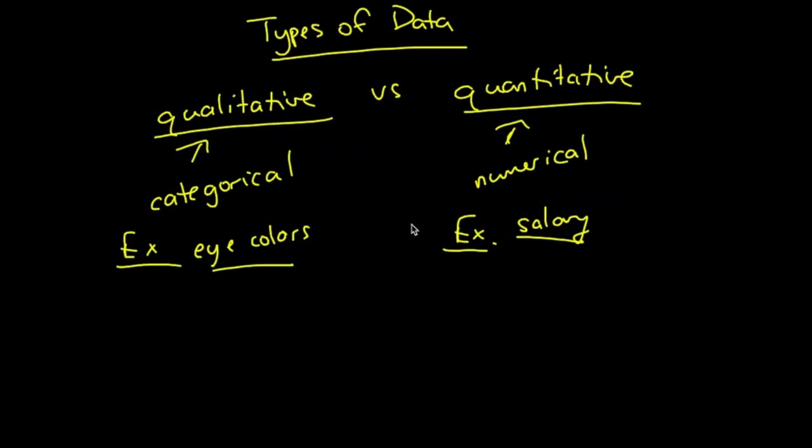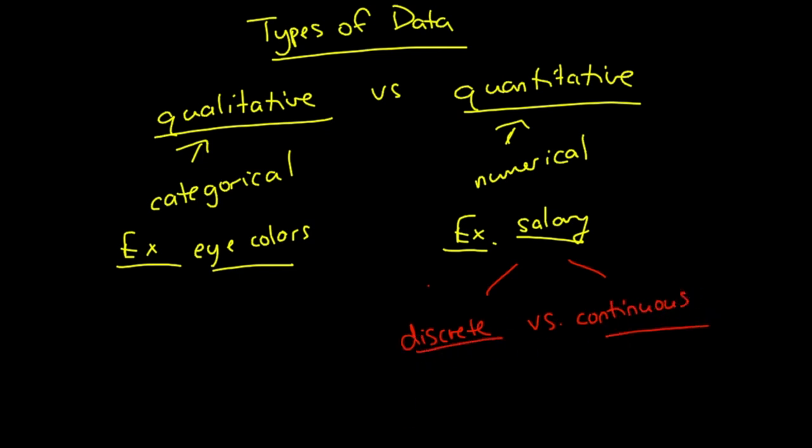Okay, now I'm going to add to this, you know, what other types of data. So let's go under quantitative data now. Under quantitative data, we have something called discrete data and continuous data.